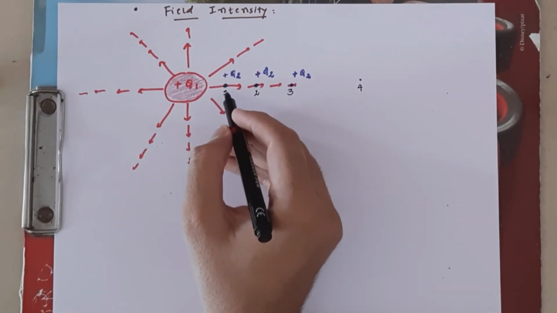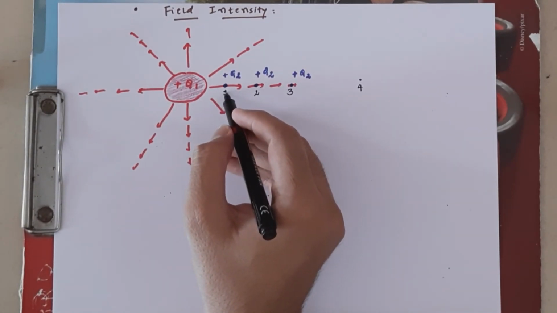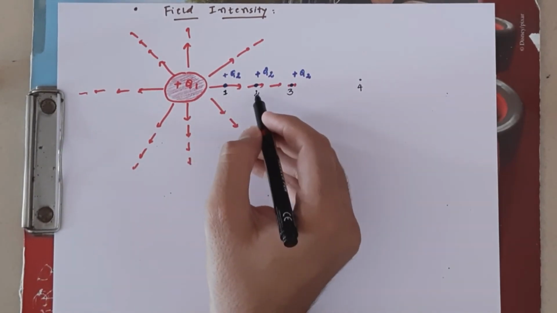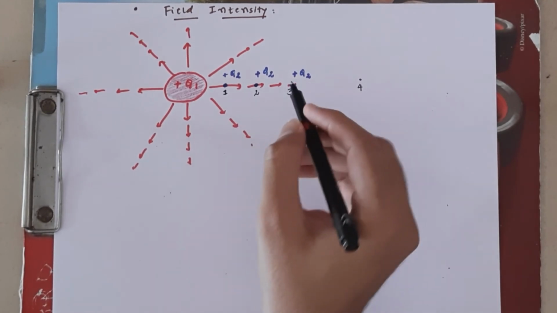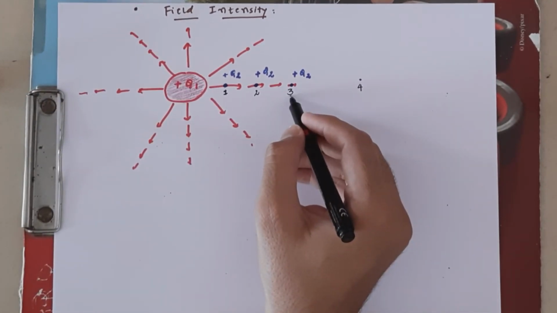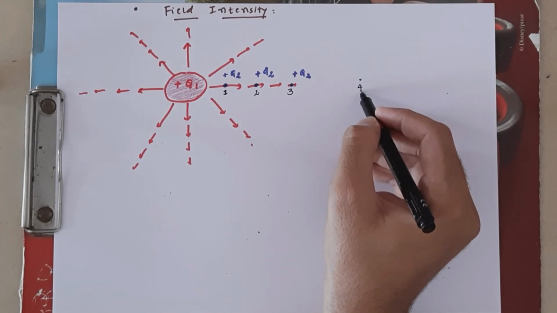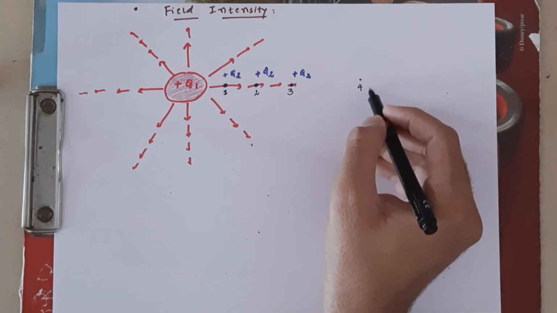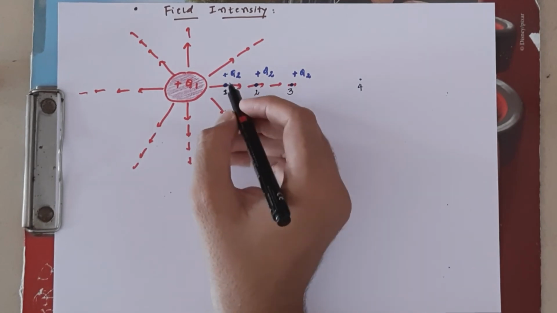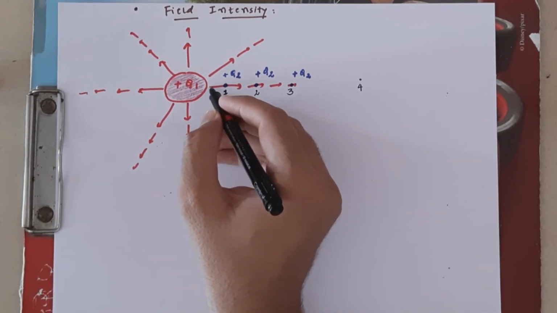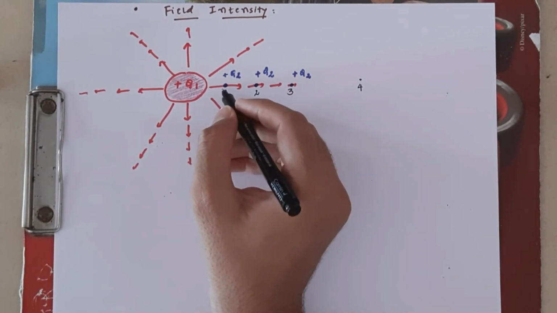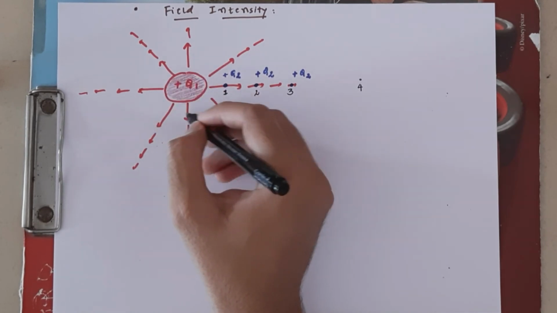Okay, so at the first point the field strength is maximum, at the second point it is decreased, at the third point it is again decreased, and at the fourth point it is very less, or you can say that ultimately it is 0. Ideally it is 0, but practically it is very less. So electric field strength is very less at the fourth point. Okay, so we can say that the electric field strength is maximum at the nearest point of the charge.